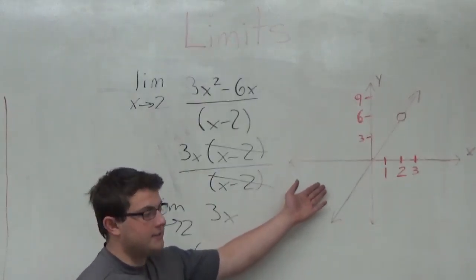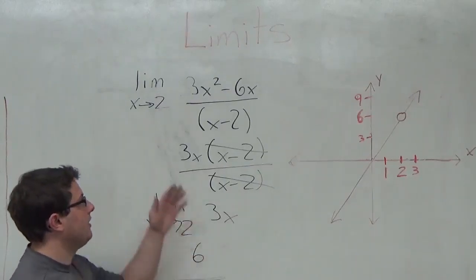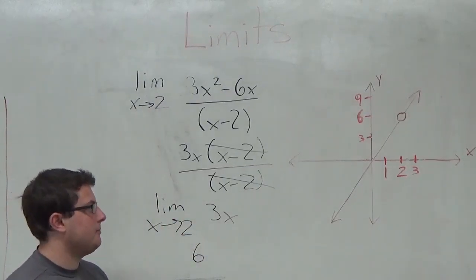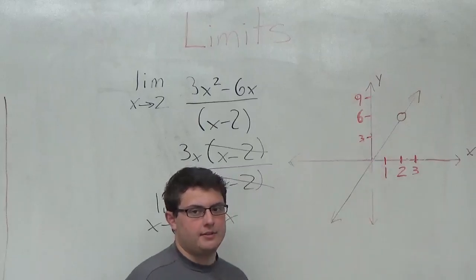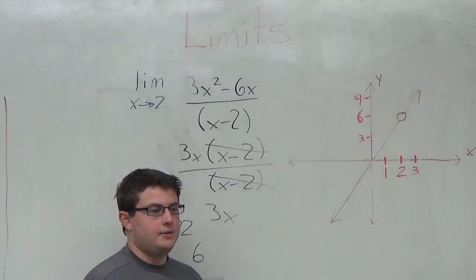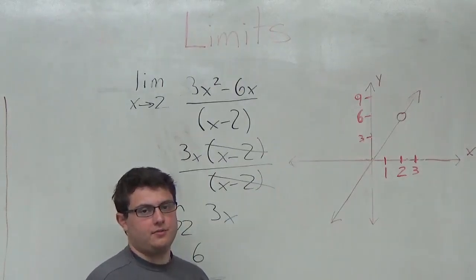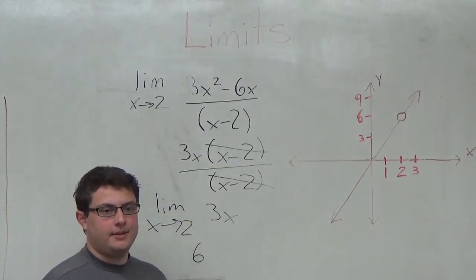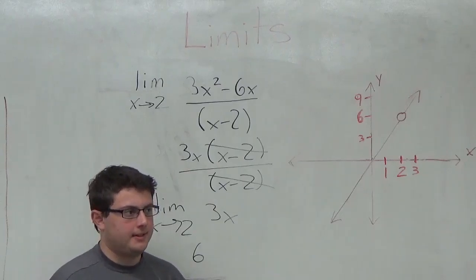And this graph over here is actually the graphical representation of this limit. And you can see this by the discontinuity we have there, at that hole in the graph, which tells us that at the value x equals 2, there is no value for the function. So that's how you calculate a limit both algebraically and graphically.